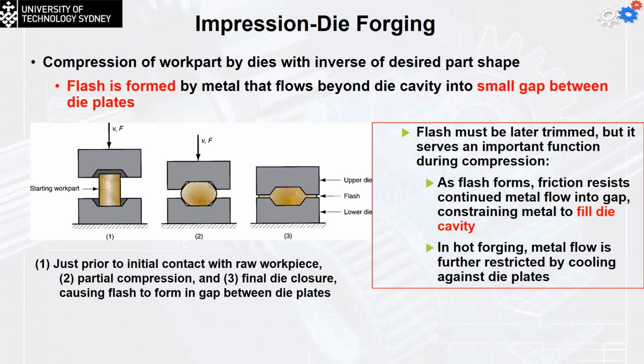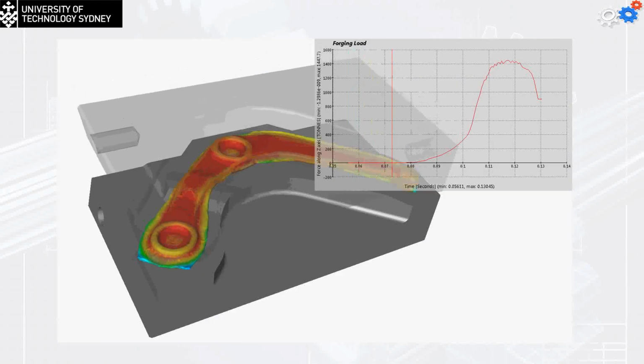Now, for this part, try to remember what the use of the flash is in the case of impression die forging. As the flash forms, the friction resists continued metal flow into the gap, constraining the metal to fill the die cavity. In hot forging, the metal flow is further restricted by the cooling against the die plate. So these are some of the examples. As you can see, the stress is going to increase as we deform it further because of the strain strength we're going to have. Okay, until we stop, this is the flash that has been generated.